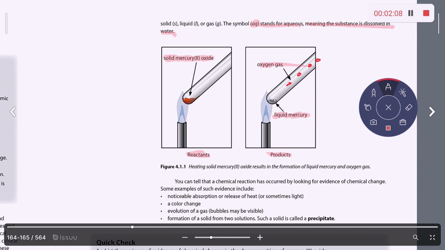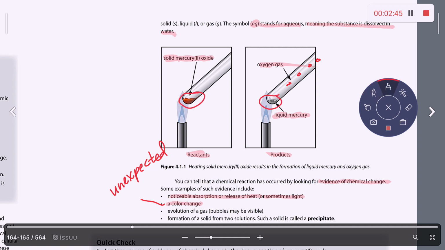There are different forms of evidence that a chemical reaction has taken place. Some of those examples that you should definitely know are if it absorbs or releases heat. If it absorbs heat, it will feel cooler to you. Sometimes light will be emitted as well. Another is an unexpected color change. If you combine two liquids that are yellow and blue and you make green, that is expected. Unexpected would be like what we saw here with the red turning into the silver.